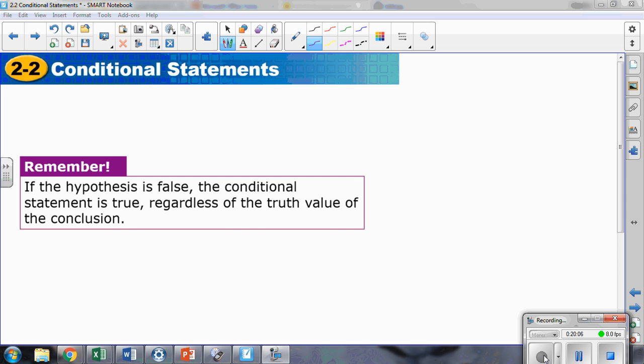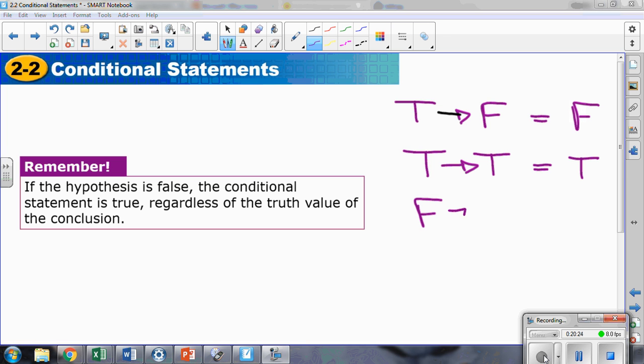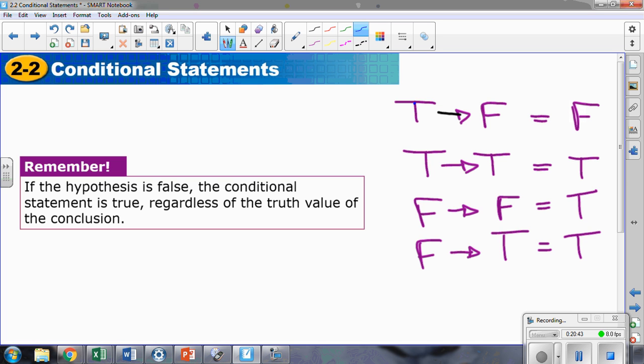So I just want to emphasize once more. True implies false is the only way to have a false conditional. True implies true is overall true. False implies false is overall true. False implies true is overall true. The only way for a conditional to be overall false is with the top instance: a true hypothesis implying a false conclusion. That's the only possible way to be overall false.